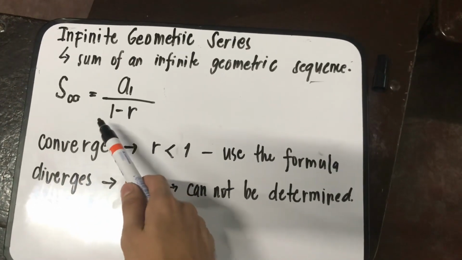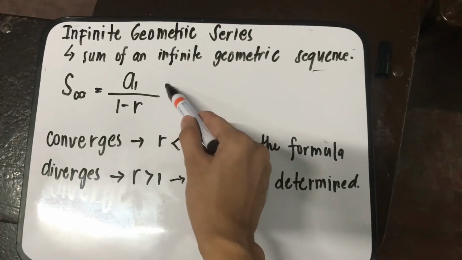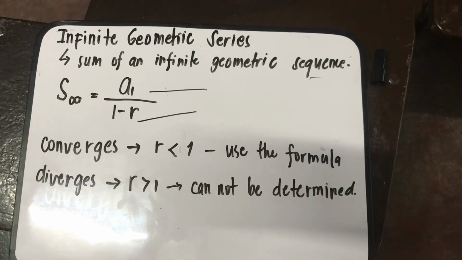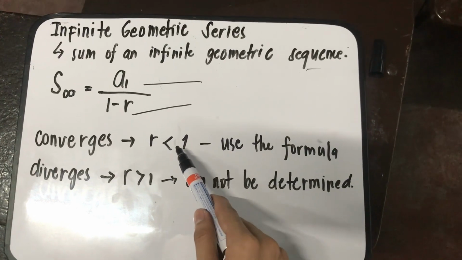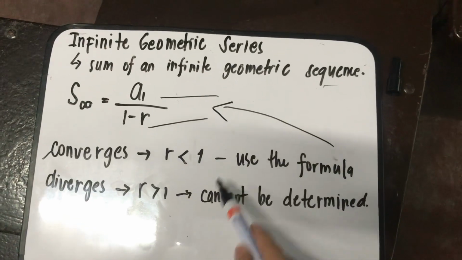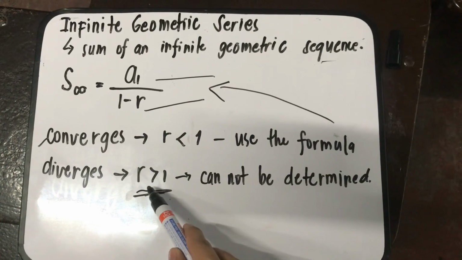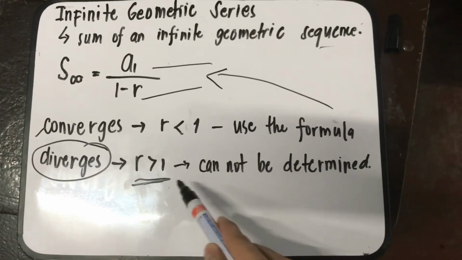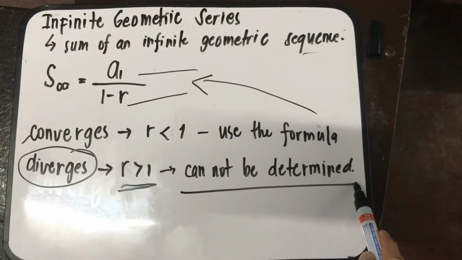S sub infinity is equal to a sub 1 over 1 minus r. Your a sub 1, that is your first term. Okay? R is the common ratio. If your common ratio is less than 1, that is converge. And dun nyo gagamitin yung formula. Okay? But if your common ratio is greater than 1, that is diverge. And you cannot solve, or ang ilalagay natin sa ating solution is cannot be determined.